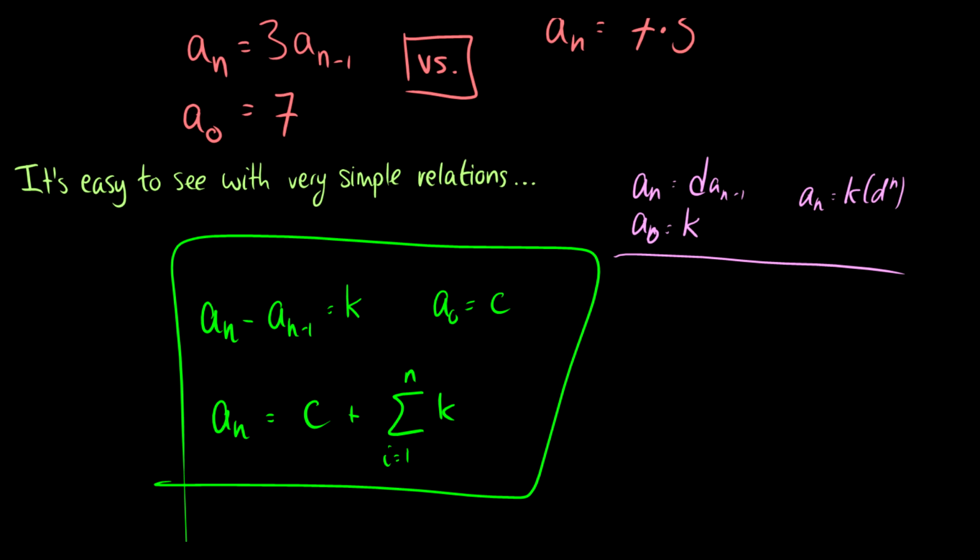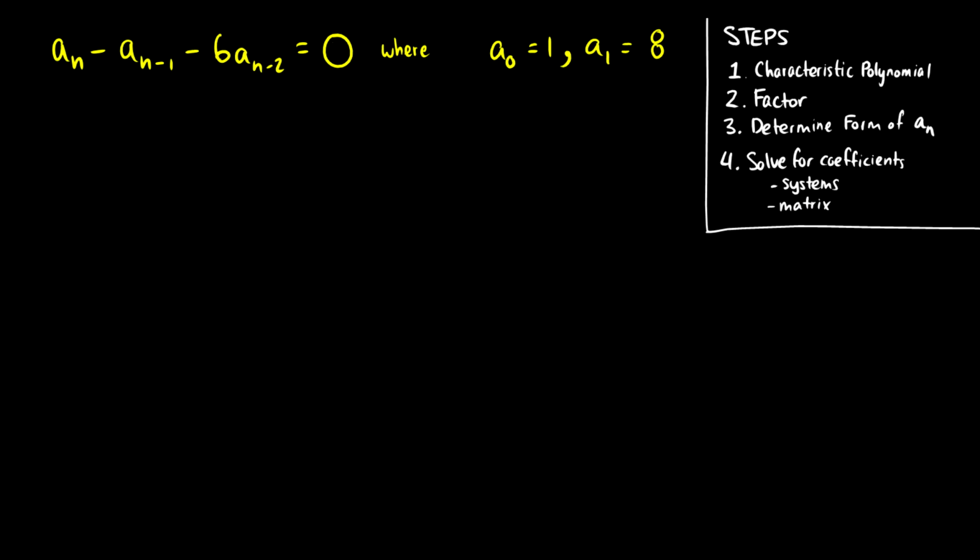What's a little bit more challenging, however, is when we get variations that aren't quite as simple as a_n = a_{n-1}, or a_n equal to some number times a previous one. For instance, a_n - a_{n-1} - 6a_{n-2} = 0. It's a little bit challenging, so we're going to introduce an interesting concept here, and I'm going to do this the very long way so we get each step.